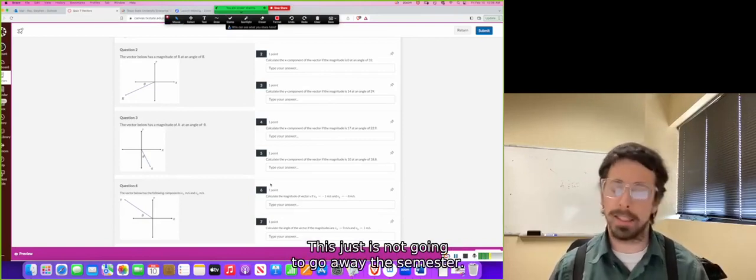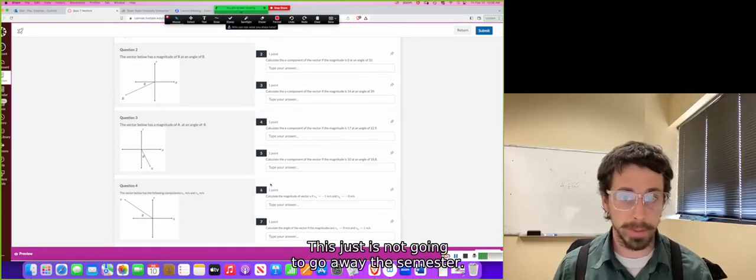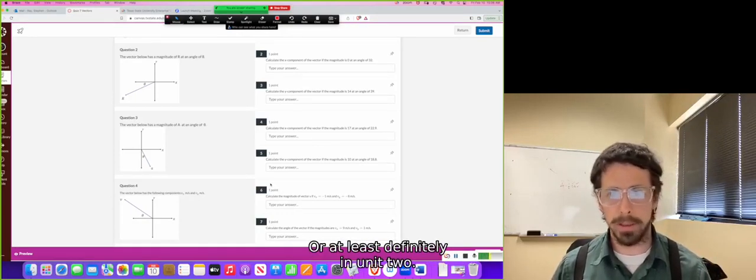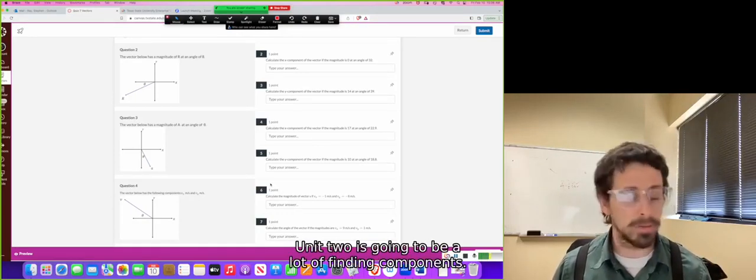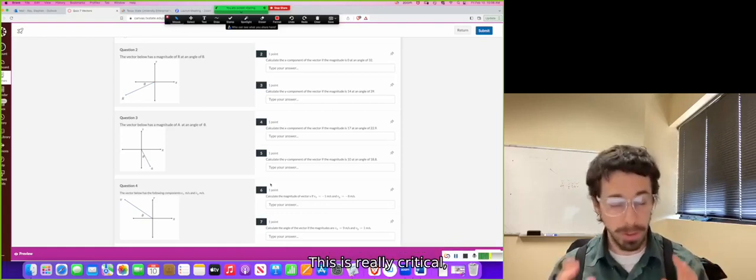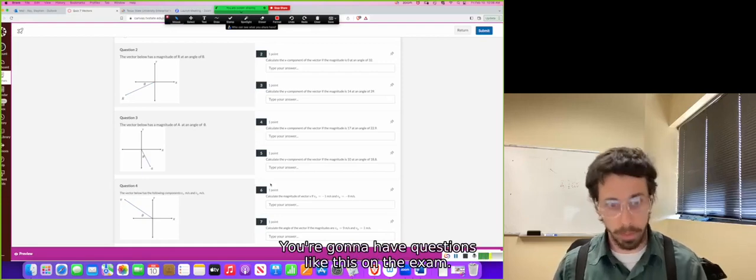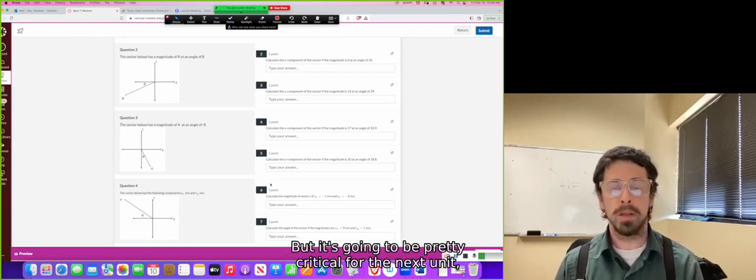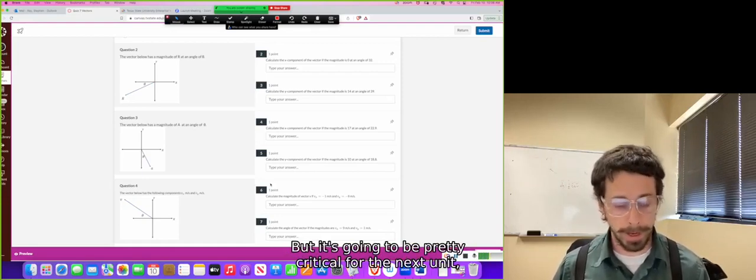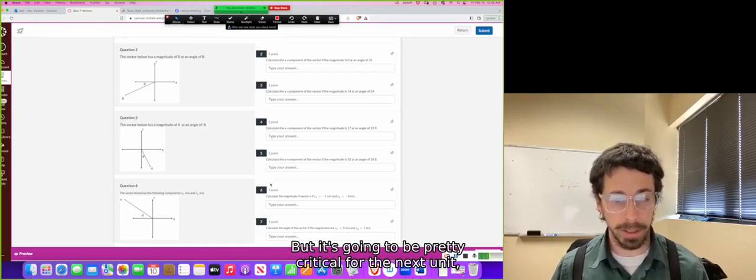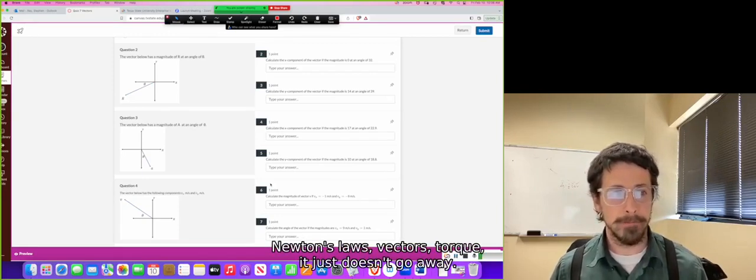Class, this just is not going to go away this semester, or at least definitely in Unit 2. Unit 2 is going to be a lot of finding components. This is really critical, not just for the exam. You're going to have questions like this on the exam, right? But it's going to be pretty critical for the next unit. Newton's laws, vectors, torque. It just doesn't go away.